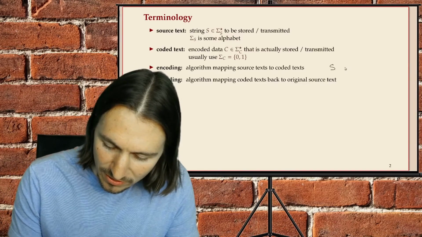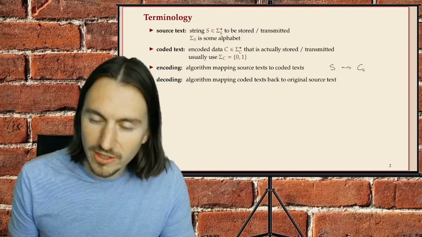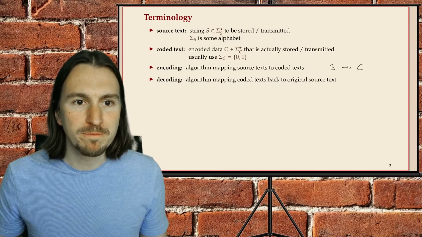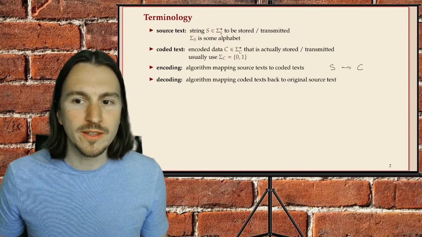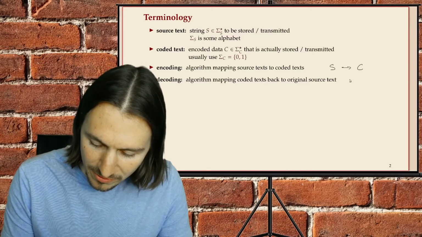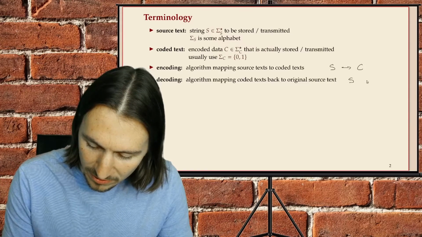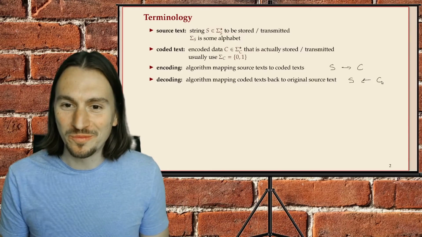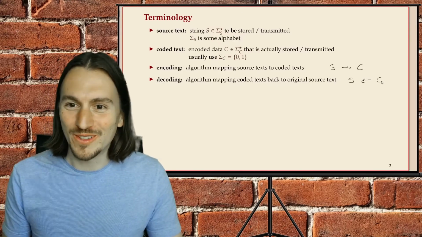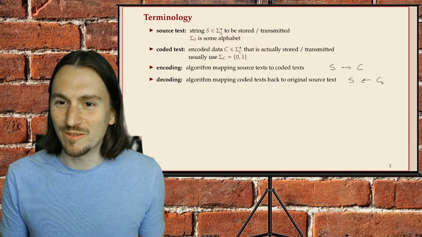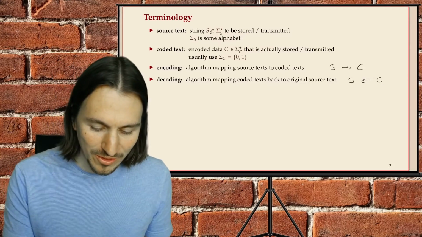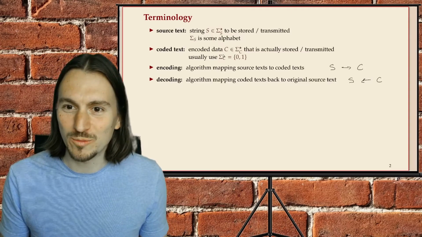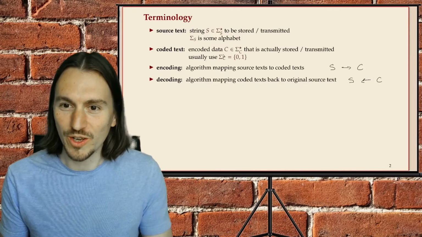The process of taking the source and transforming it into the coded text will be called encoding. And the process of going the other way around, back to the source from the coded text, that would be called decoding. I think the terms are probably self-explanatory, but I want to be very clear. And also I will use these letters S and C without explaining on the slides what they stand for. These will always be source text and coded text.